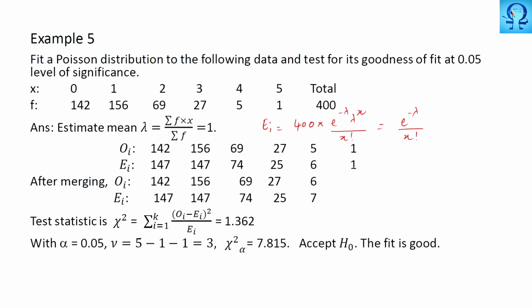Okay, the last part we'll have to do as in the previous problem. Okay, again here this is smaller than 5, so we'll just merge it. Okay, after merging we see that there are 5 different cases and one was estimated. So 5 minus 1 minus 1, which is 3, is the degrees of freedom, and for this level of significance we just read this value from the table, and the test statistic gives us this value. Comparing these two things, we come to a conclusion that we are accepting the null hypothesis, that the fit is good, right? That's it. Thank you.